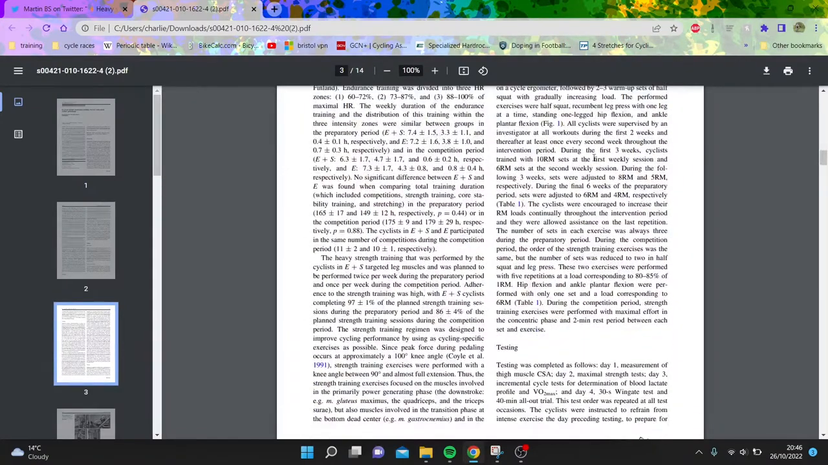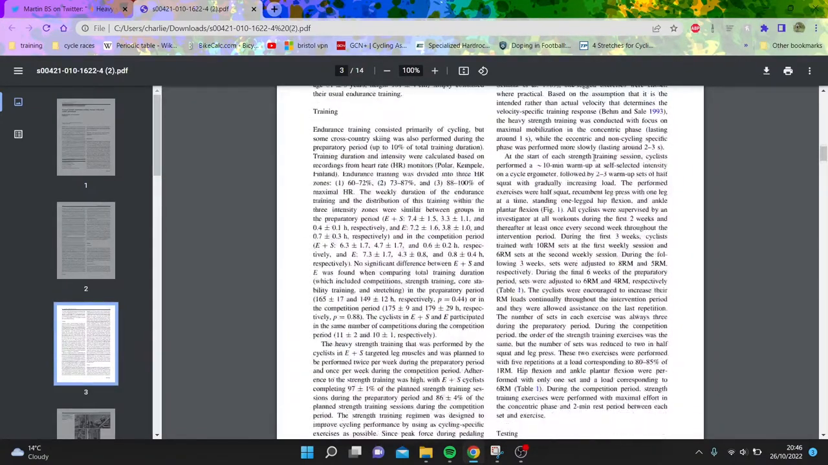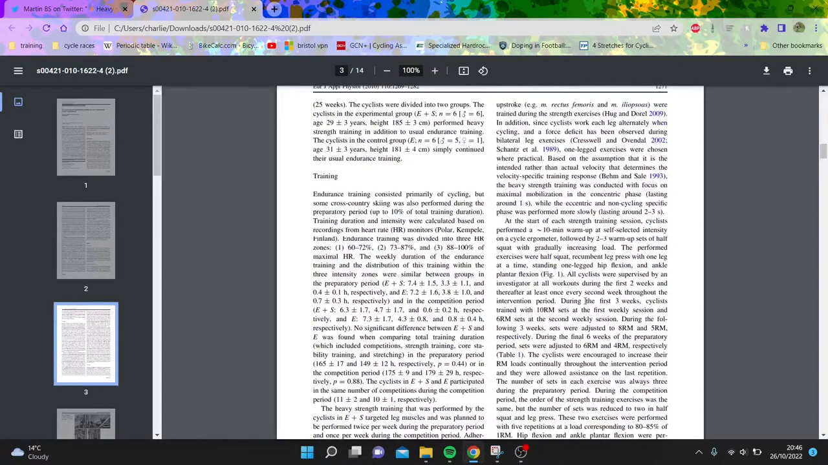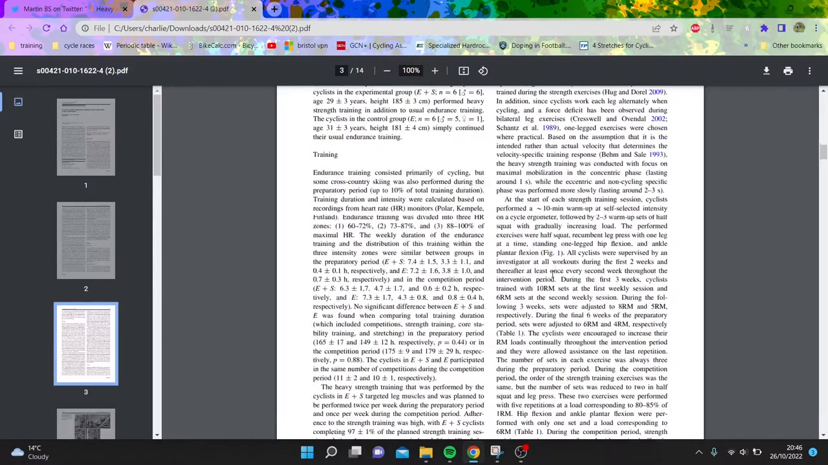I'm pretty sure they do a half squat. It's always so hard to find these. So they performed a half squat, recumbent leg press, which is when the weight is coming from above you, standing one leg hip flexion, which is where you sort of lunge up in the air, and ankle plantar flexion, which I believe is a calf raise. These are the ones Rønnestad always seems to like to do, I think because they're quite easy for people to do.